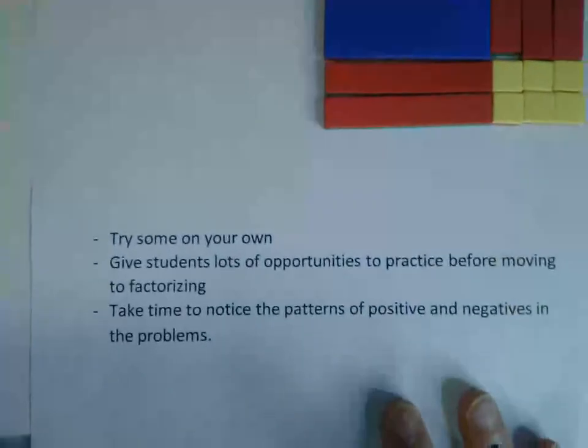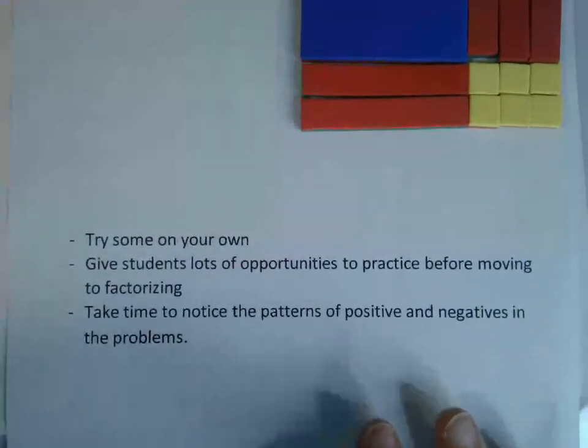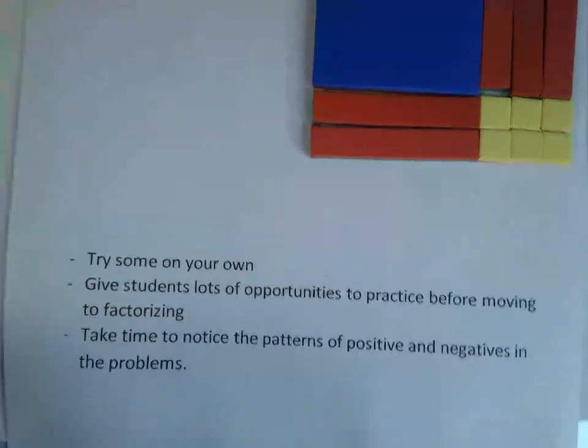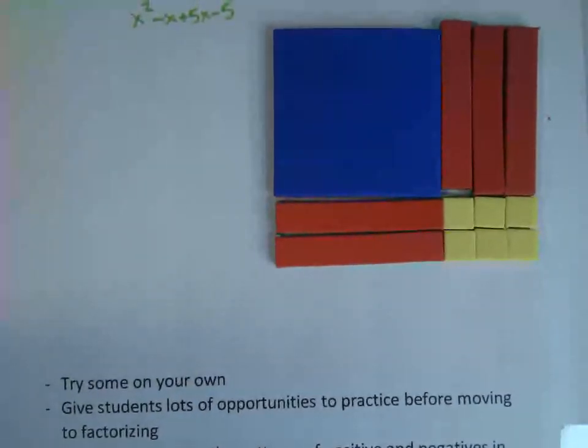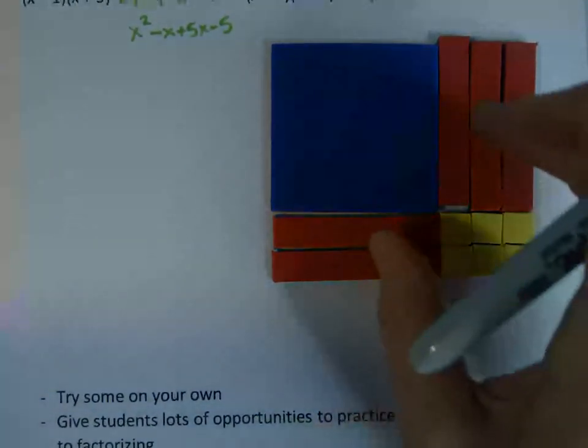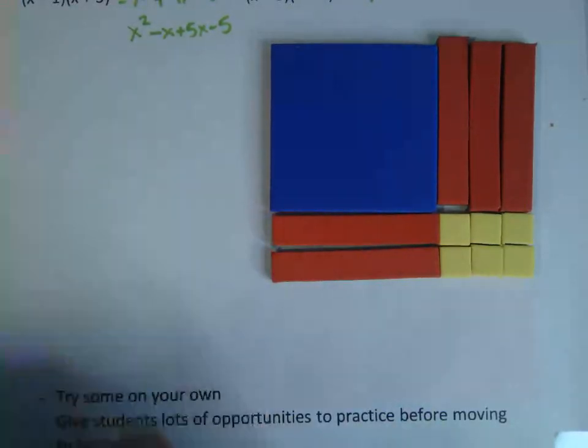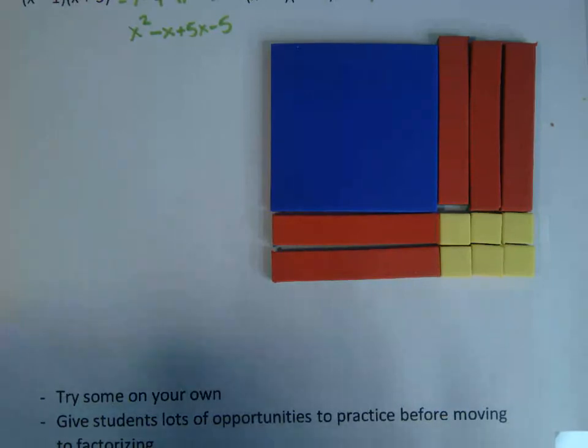So I want you to try some of these on your own. Give your students lots of opportunities to practice with these negatives and positives before moving on to factorizing. And take time to notice and point out the patterns of positives and negatives in the problems. It's very important for the students to be pointing out those patterns of the negatives becoming a positive, or the whole row of negatives that we had in this one. It's important for students to notice and justify those patterns.